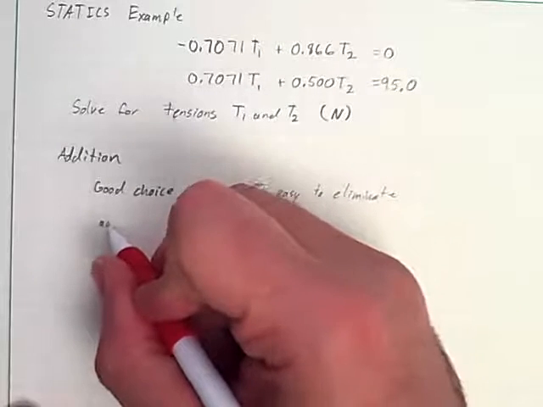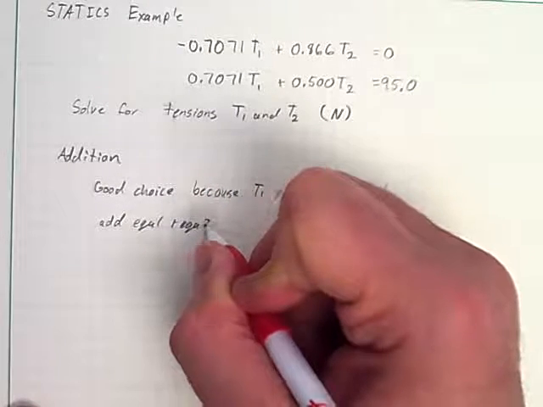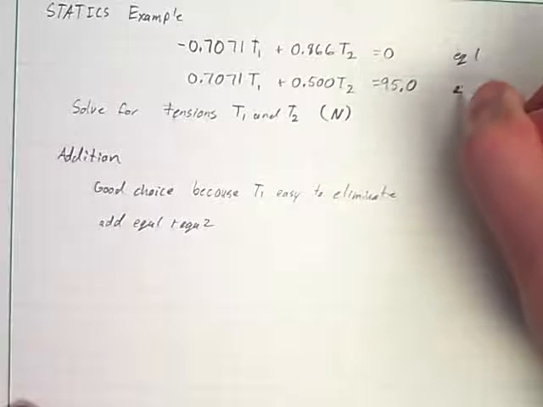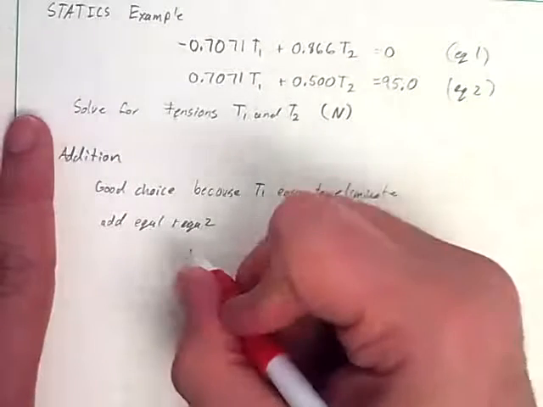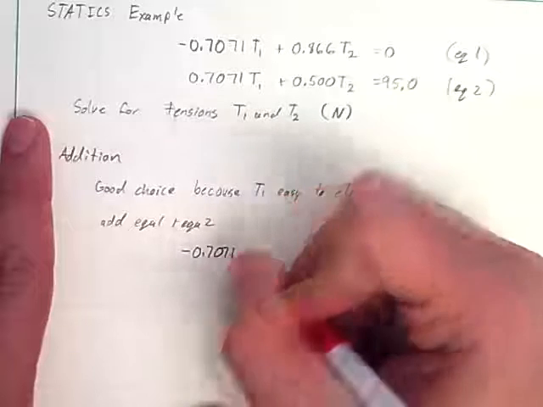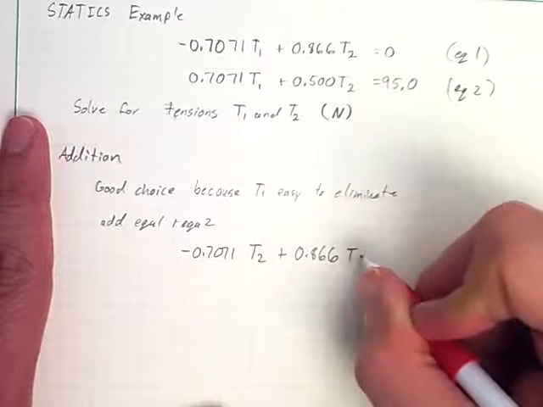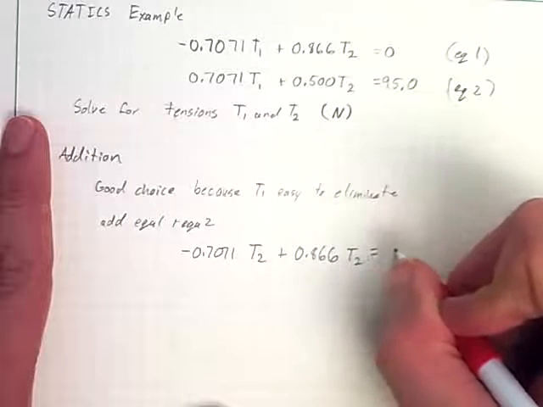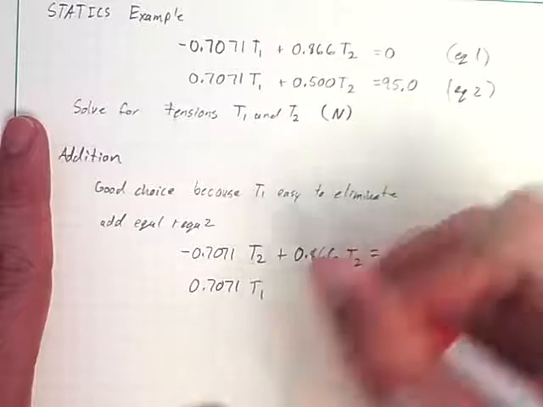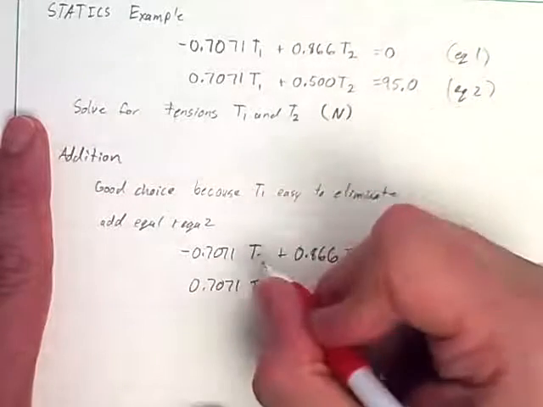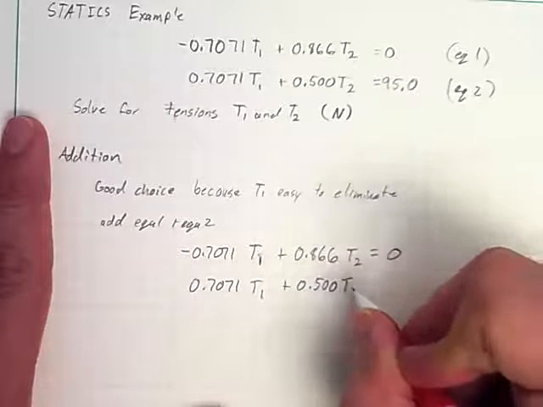So we want to add equation 1 and equation 2. And again, just for reference, I'm calling that one equation 1 and this one equation 2. So negative 0.7071. I'm going to write them again down here just to make sure we don't get lost up top. 0.7071 times T1. This is why it's important that your hands do what you're supposed to do, whether your mouth does or not.